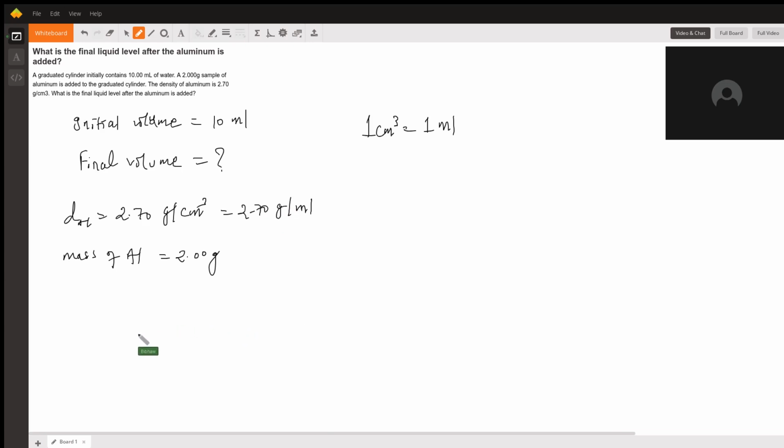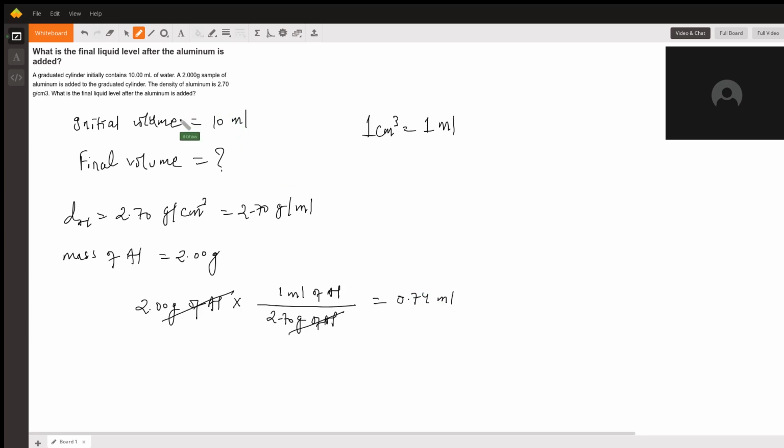Now we can use dimensional analysis. So this would be 2 grams of aluminum, and convert this into volume using the density. So for every 2.7 grams of aluminum, we have 1 ml. Grams of aluminum cancel, and this would be approximately equal to 0.74 ml. So adding 2 grams of aluminum would add an extra 0.74 ml to this solution.